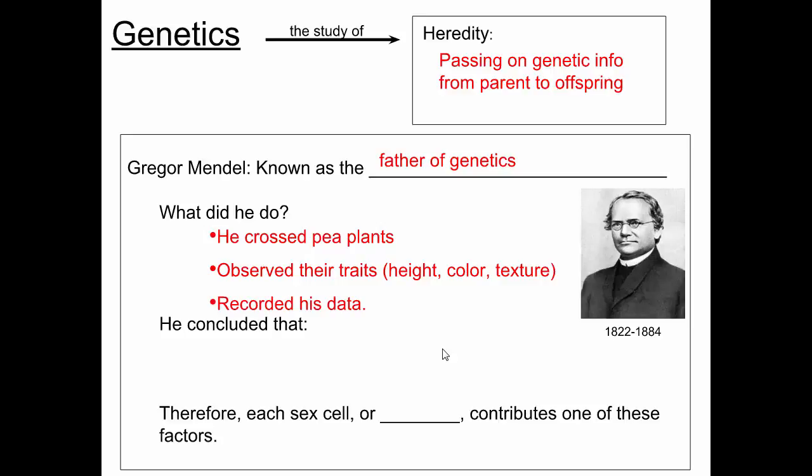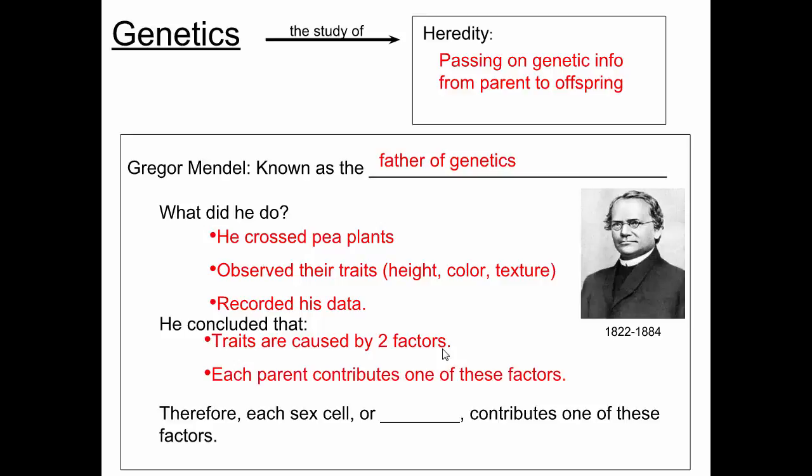His conclusion was that these things he was observing, these traits, like the color of the plants and the height of the plants, were caused by two factors, he called them. We would call them genes today. The height of a plant is caused by two genes, and one of each gene came from each parent.